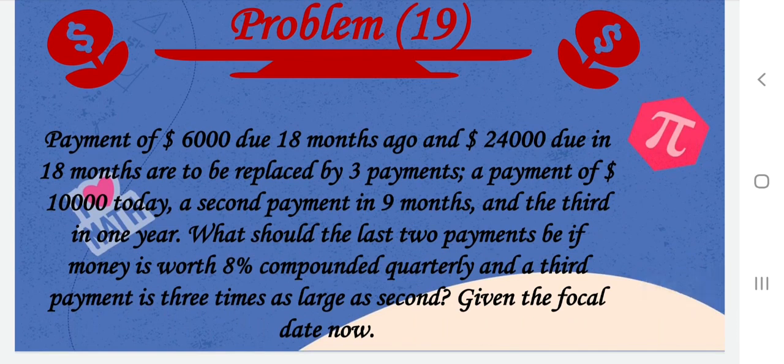Problem 19. Payments of $6,000 due 18 months ago and $24,000 due in 18 months are to be replaced by 3 payments: a payment of $10,000 today, a second payment in 9 months, and the third in 1 year. What should the last 2 payments be if money is worth 8% compounded quarterly, and the third payment is 3 times as large as the second, given the focal date now?